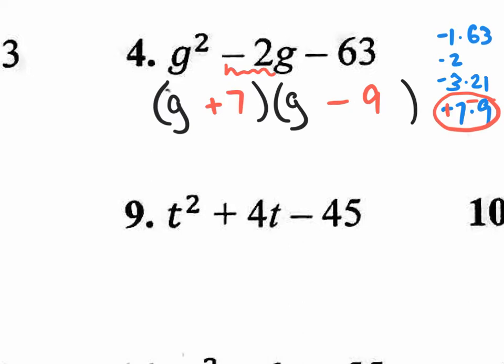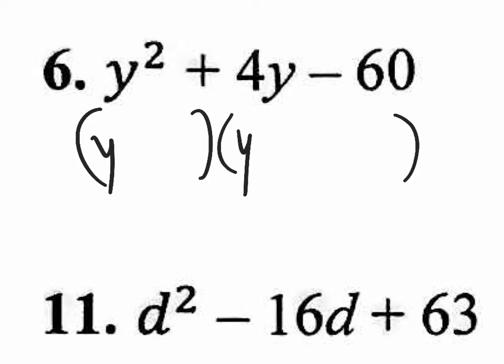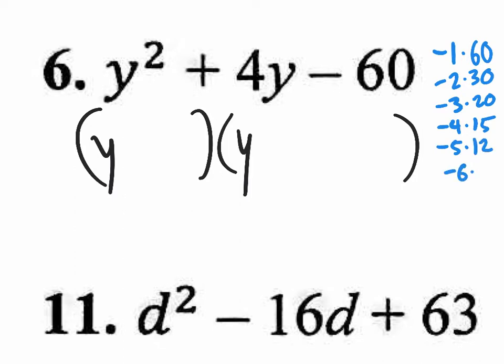Number 6, set up your answer format. And you think, what times what is negative 60? That if you combine together is positive 4. So we're going to make a list. Negative 1 times 60, or negative 2 times 30, or negative 3 times 20, or negative 4 times 15, or negative 5 times 12, or negative 6 times 10, 7, 8, 9, nothing else works. That's all the possibilities of multiplying and getting the answer, negative 60.